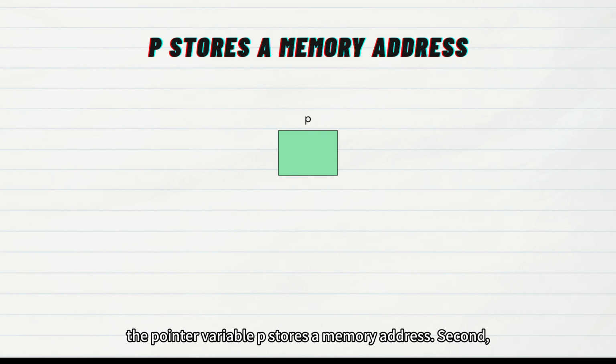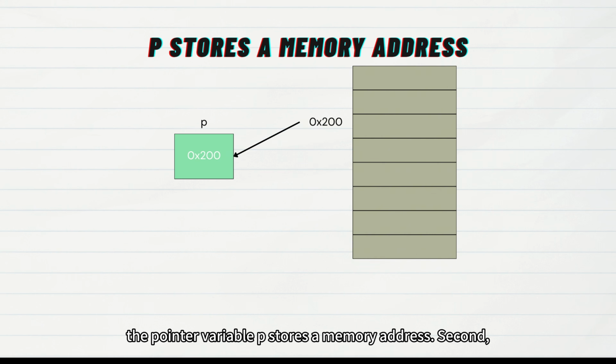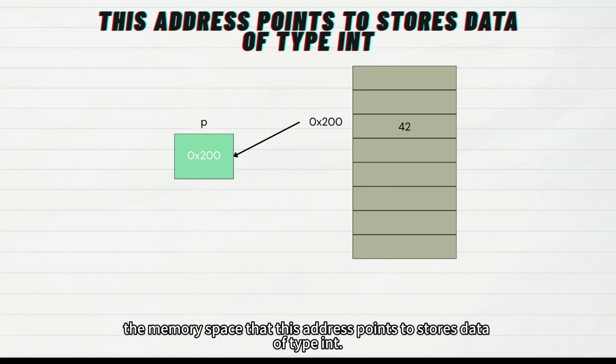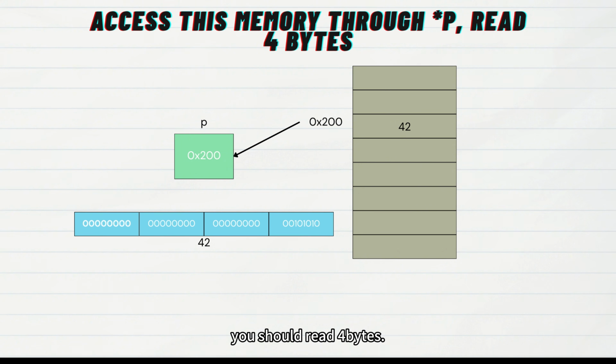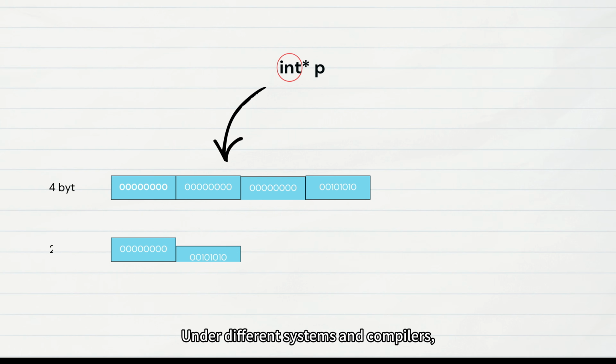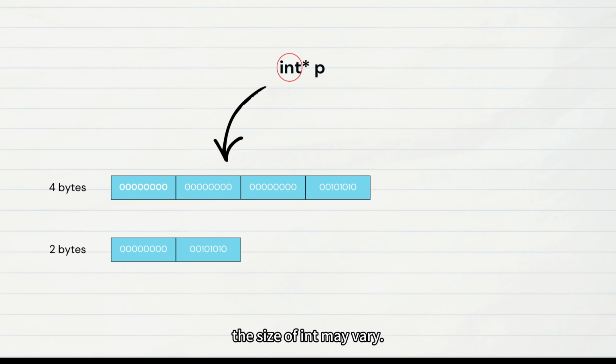First, the pointer variable p stores a memory address. Second, the memory space that this address points to stores data of type int. Third, every time you access this memory through pointer p, you should read 4 bytes. Under different systems and compilers, the size of int may vary. For example, in some embedded systems, int is 2 bytes, but the core logic remains the same. The type determines the access size.